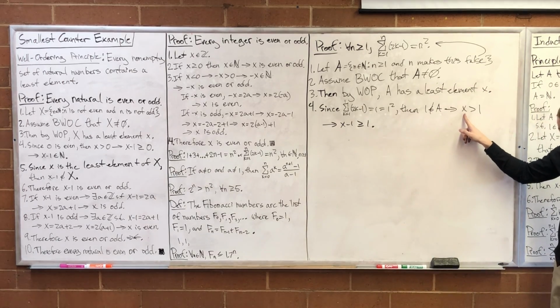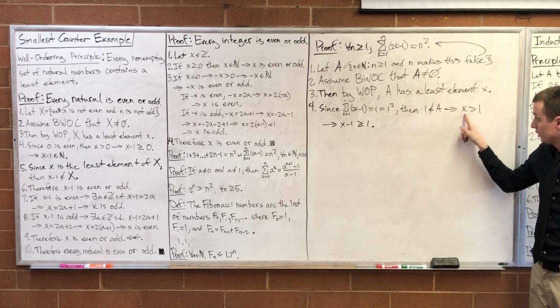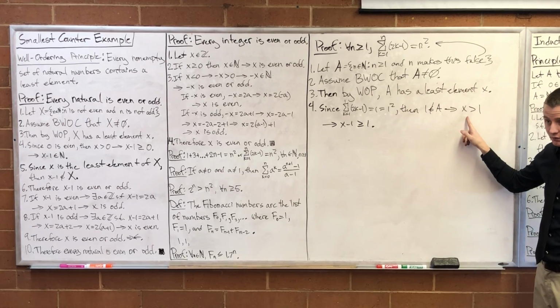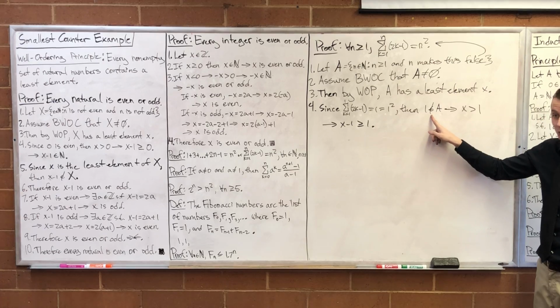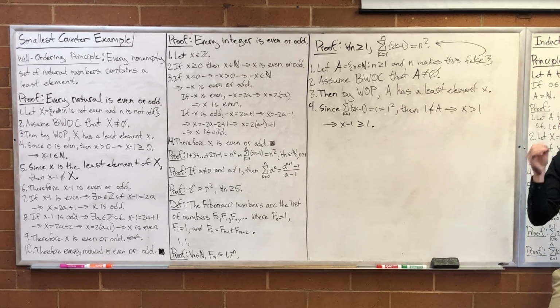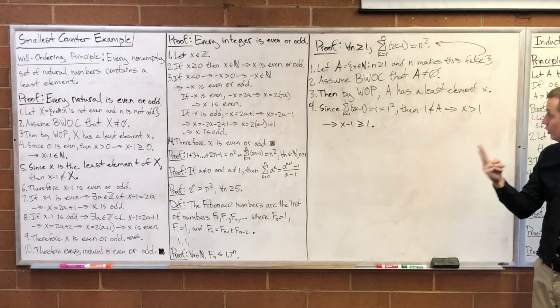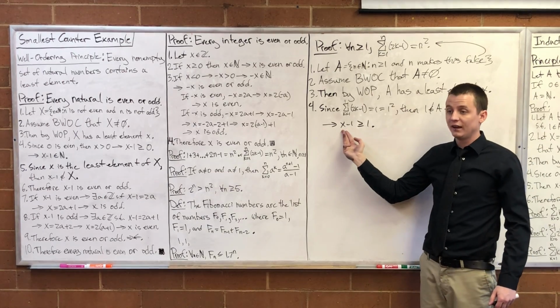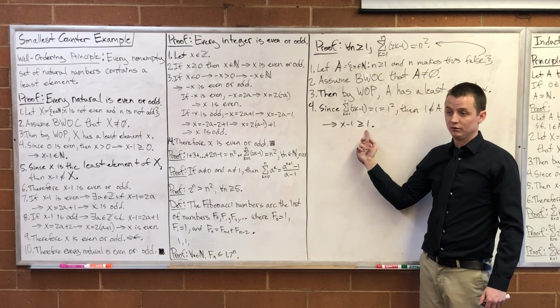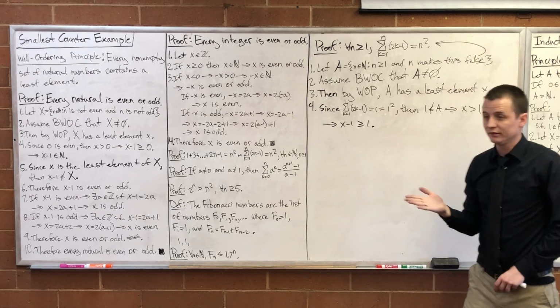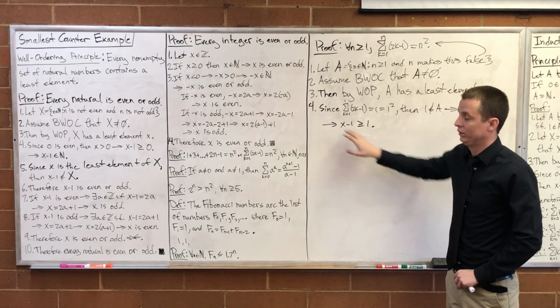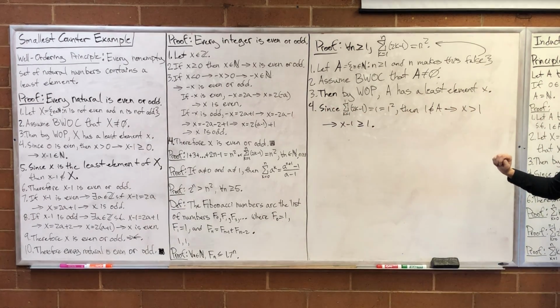x is the smallest thing that makes the statement false. Since x can't be 1, because we know x is in A and 1's not in A, x now can't be 1. So what's the smallest thing x could possibly be now? 2. So the smallest possible thing x minus 1 could be is 1. That's all we're trying to say, that x minus 1 is greater than or equal to 1. That's all this line is trying to say.